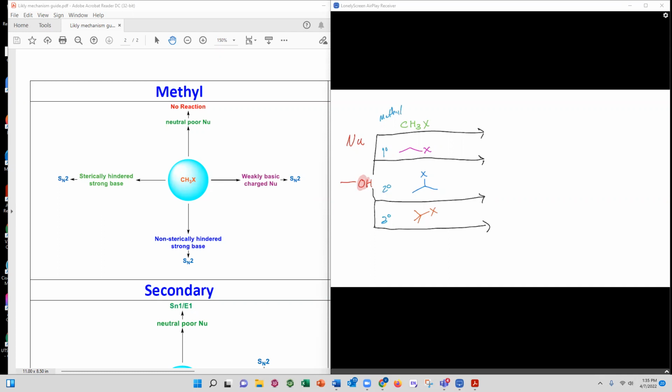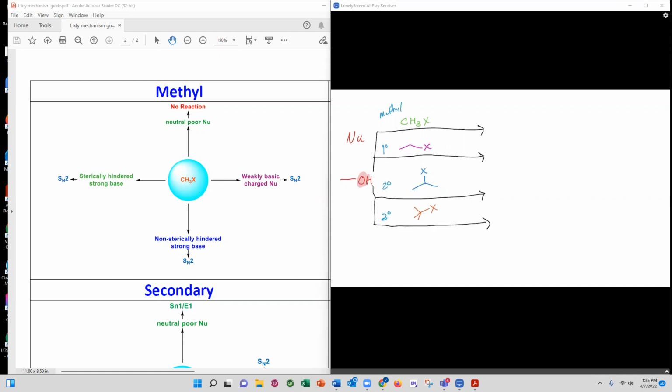or what type of reaction the substrate will undergo. So the first thing we have is this nucleophile, and my nucleophile is methanol. Methanol is a neutral, weak base. And typically when we use these types of solvents, these types of nucleophiles, we're looking at some sort of solvolysis reaction.